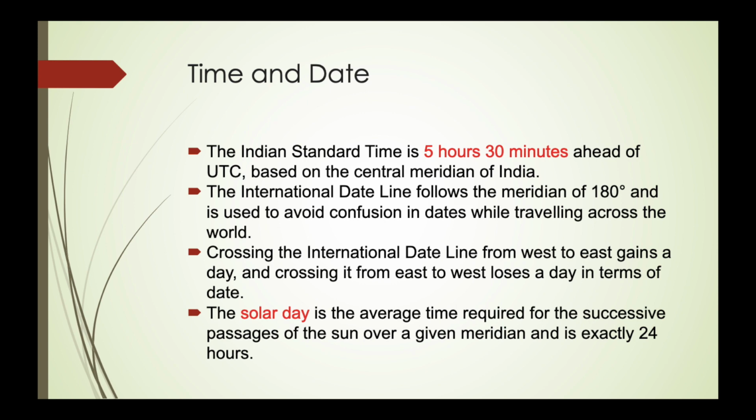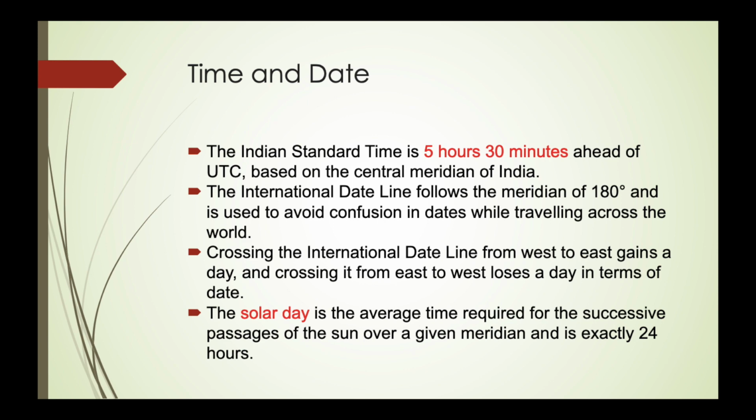The International Date Line follows the meridian of 180 degrees and is used to avoid confusion in dates while traveling across the world. Crossing the International Date Line from west to east gains a day, and crossing it from east to west loses a day in terms of date.